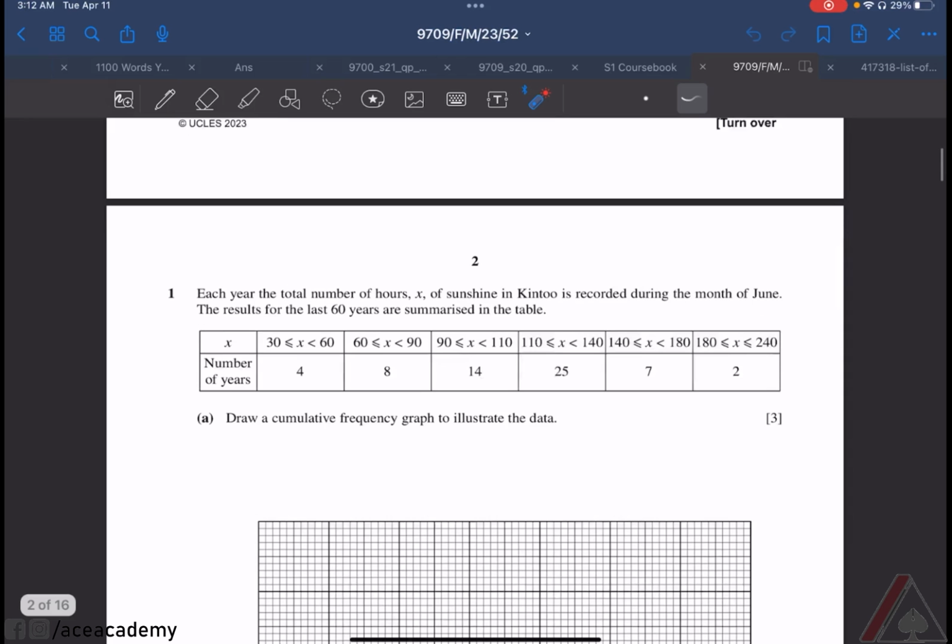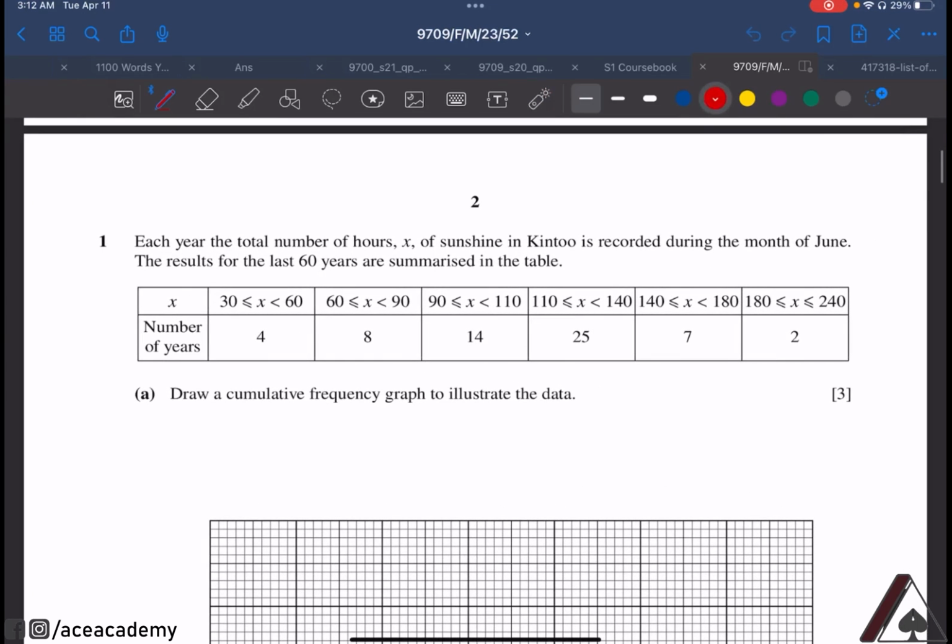So let's begin. Question number 1. Each year, the total number of hours x of sunshine in Kintu is recorded during the month of June. The results for the last 60 years are summarized in the table. Draw a cumulative frequency graph to illustrate this data.